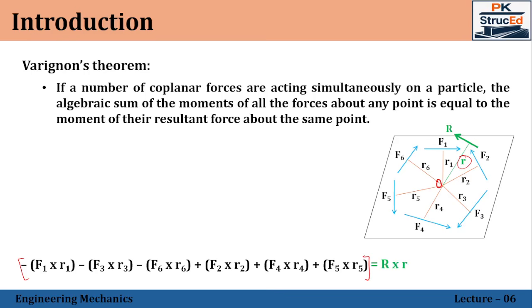Once you equate these two, the left side components are all known, whereas on the right side, the magnitude of the resultant has already been calculated by using the parallelogram law of forces. So the small r is the only unknown, that is the position of the resultant. So using this, the position of the resultant can be found in addition to the magnitude as well as the direction by using the parallelogram law of forces.